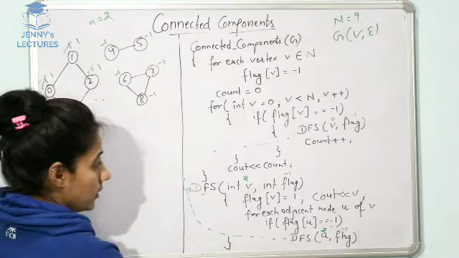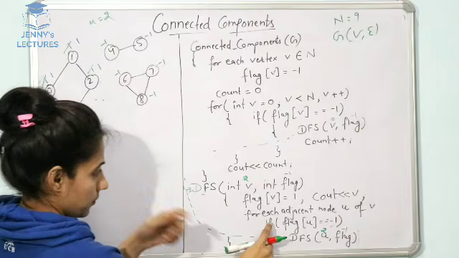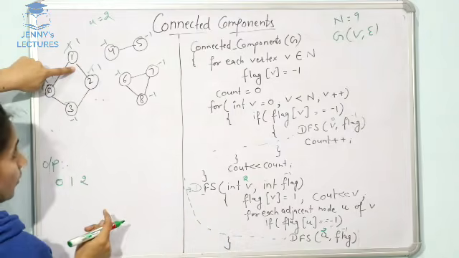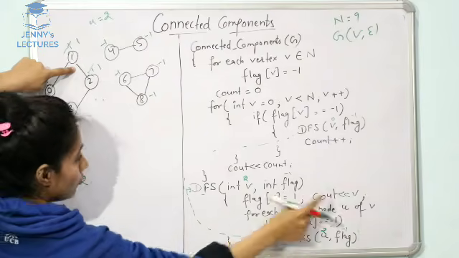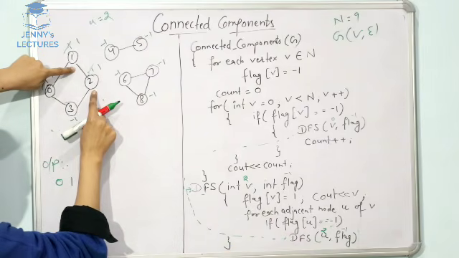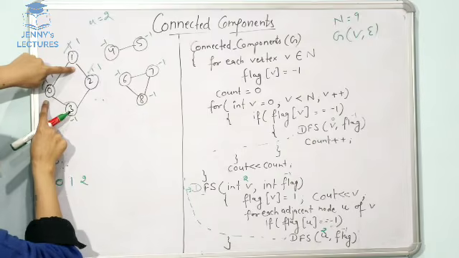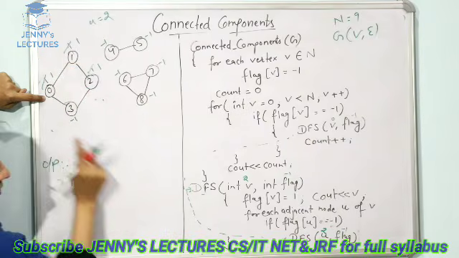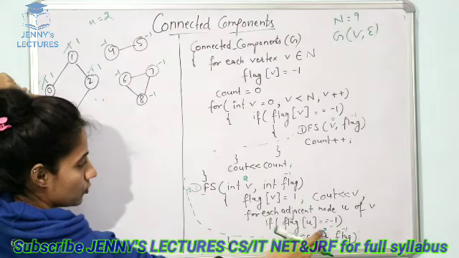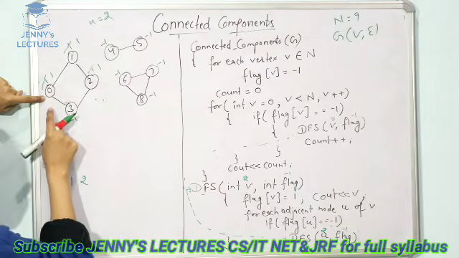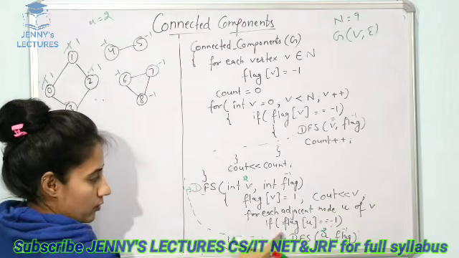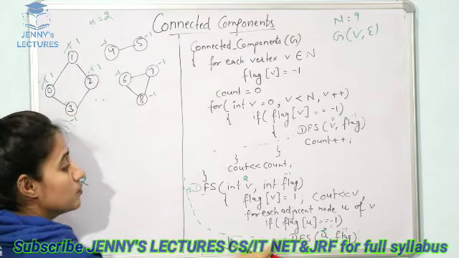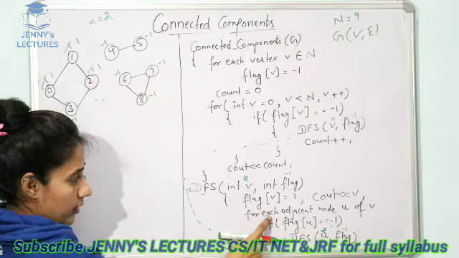Now suppose we are at vertex 1, so for each adjacent node u of v, we go to the second node. Adjacent node, 0 is also there, so if you take 0 as u vertex, then flag of 0 is what? -1? No, this one is not -1. Then we will not call this function DFS again. That is why we will check for each adjacent node.